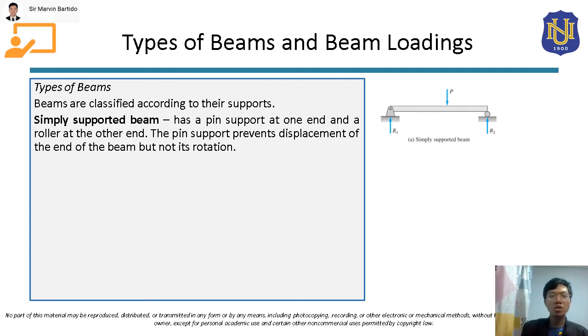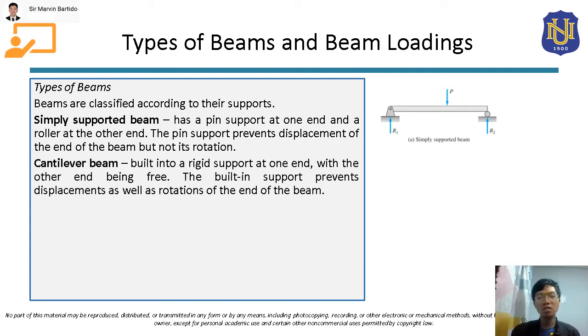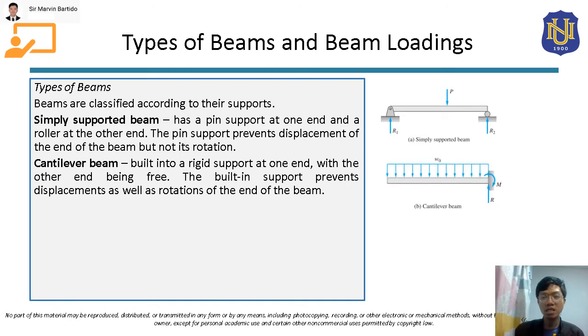The second type of beam is what we call a cantilever beam. A cantilever beam is built into a rigid support at one end with the other end being free. This is an example of a cantilever beam. In this cantilever beam, this end is free.